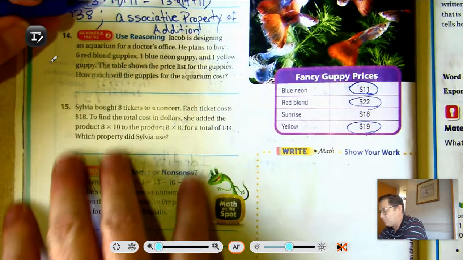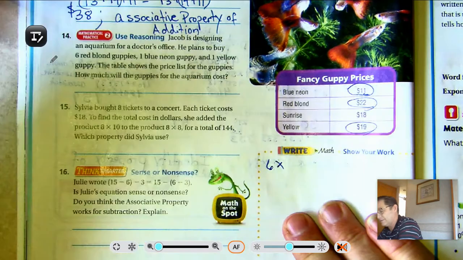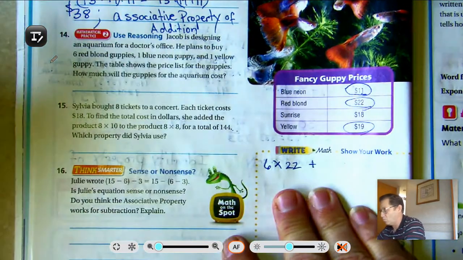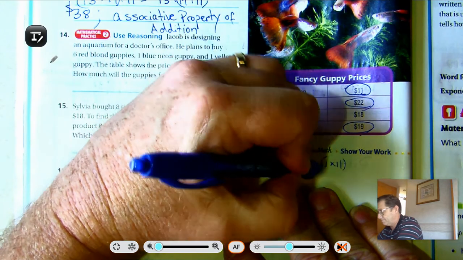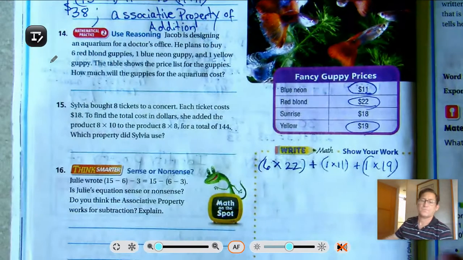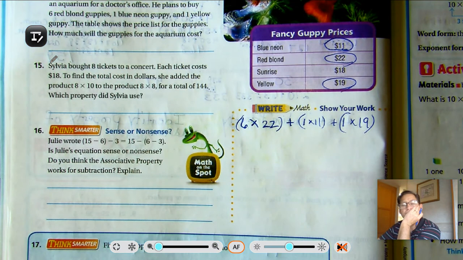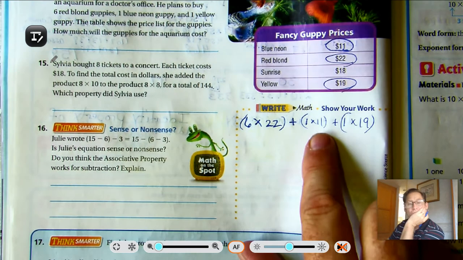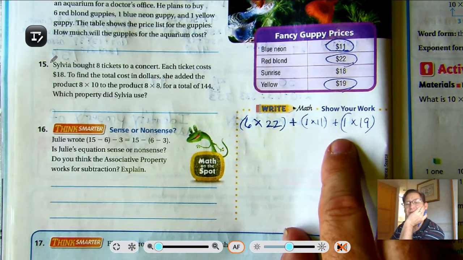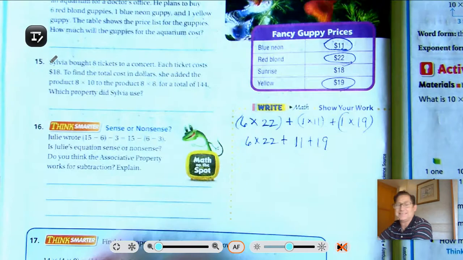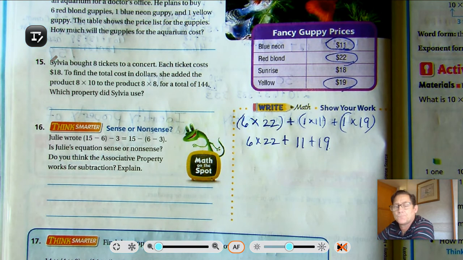All right, but now it says 6 red blonde guppies. So 6 times 22 plus the 1 blue neon plus the 1 yellow guppy. Okay, so on the 1 times 11 and the 1 times 19, there's only one of those fish. So couldn't we just simplify that by saying 11 and 19? Sure we could. Okay. All right.